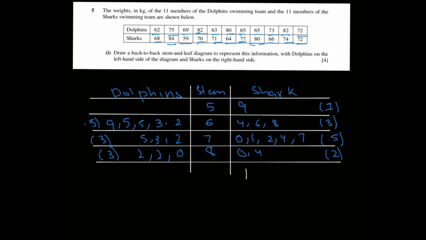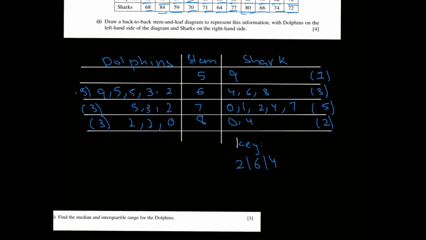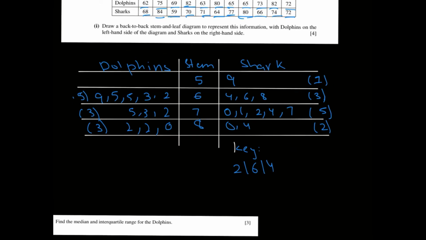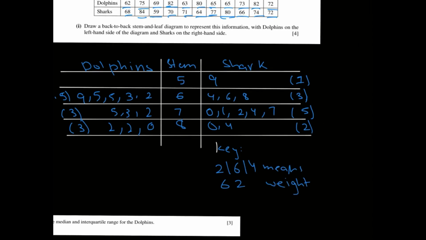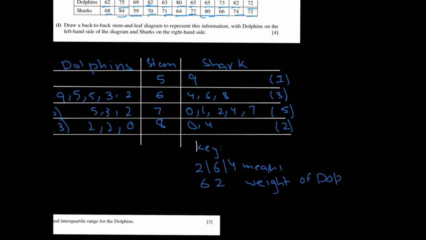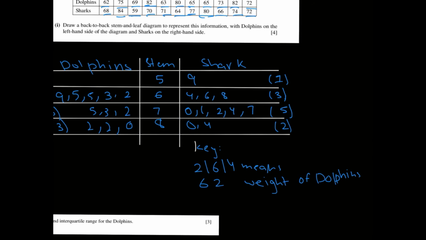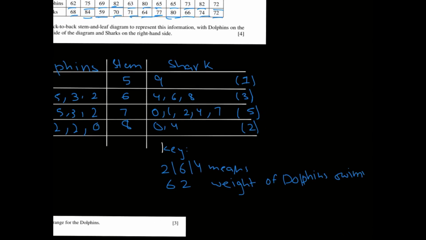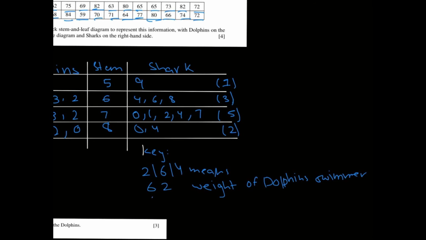And then for the key, you will write that, let's take 6. So 2 | 6 | 4 means that the weight of a swimmer in the dolphins team will be 62, the weight of a dolphins swimmer, and 64 means the weight of a shark swimmer, right?